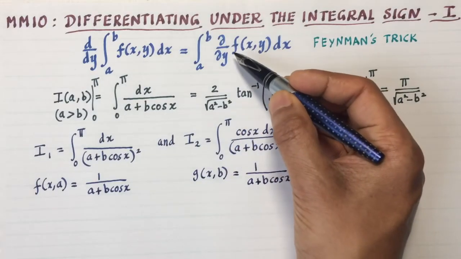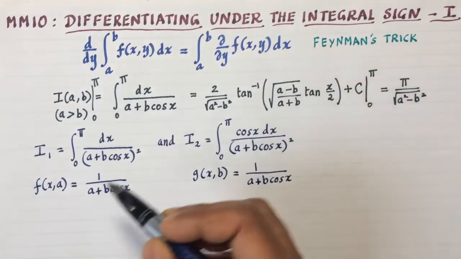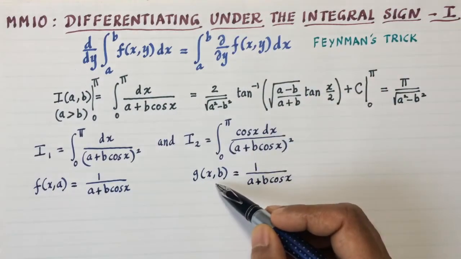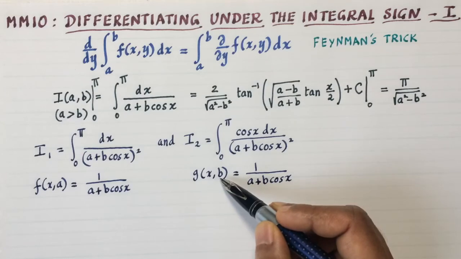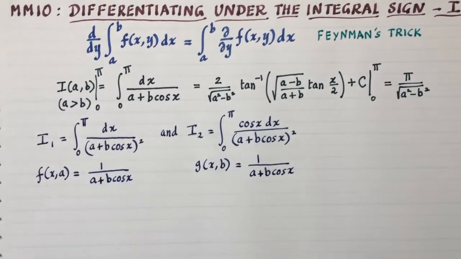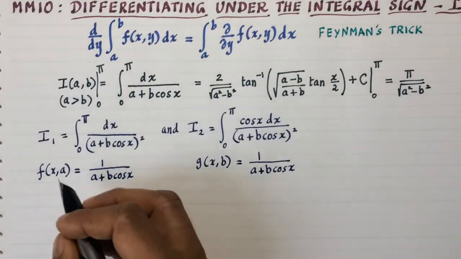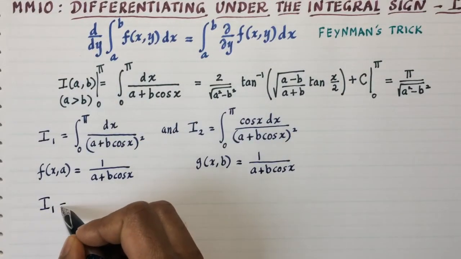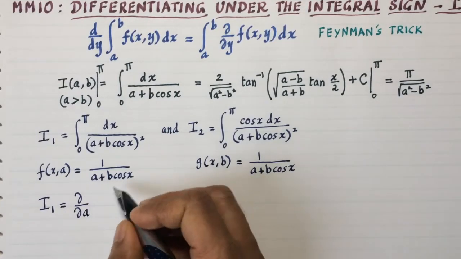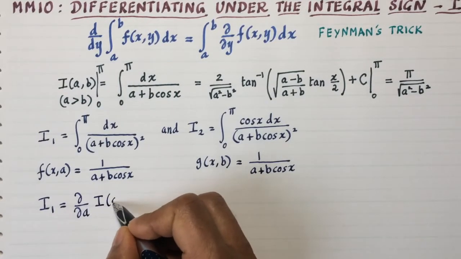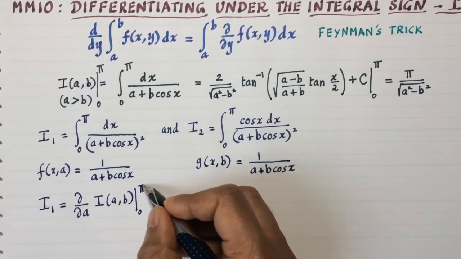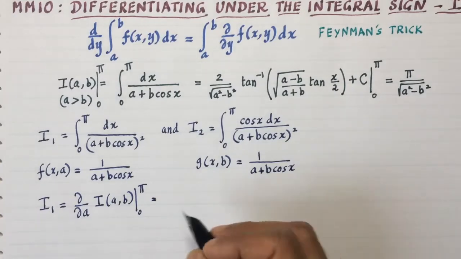Basically, it's the variable y in each case. The variable y in the case of the first function is a, and the variable y in the second case is a variable b. Okay, so now let's see what we get. By applying this theorem, the integral I1 is just del by del a of what I called I of a comma b evaluated between 0 and pi. Well, that's just that result.